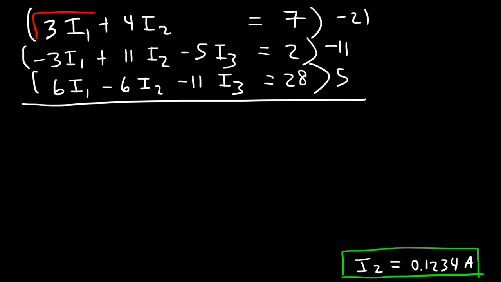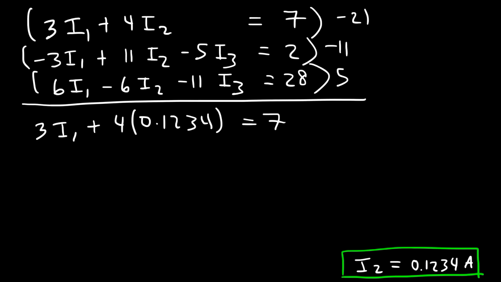Now let's use the first equation before we multiply it by 7 to calculate I1. So it's going to be 3I1 plus 4I2, or 4 times 0.1234, and that's going to equal 7. So 4 times 0.1234, that's 0.4936.